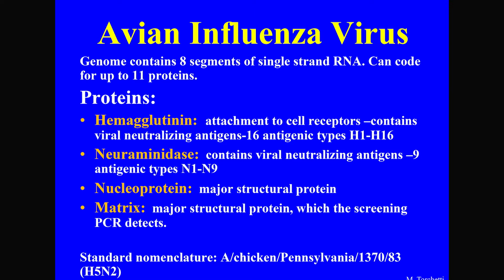Standard nomenclature in referring to avian influenza viruses would be, for example, you see here at the bottom of the screen, if I can depict that, A, chicken, Pennsylvania, 137083, and then the H5N2. And we commonly refer to these by the H5 and the N2 designation.